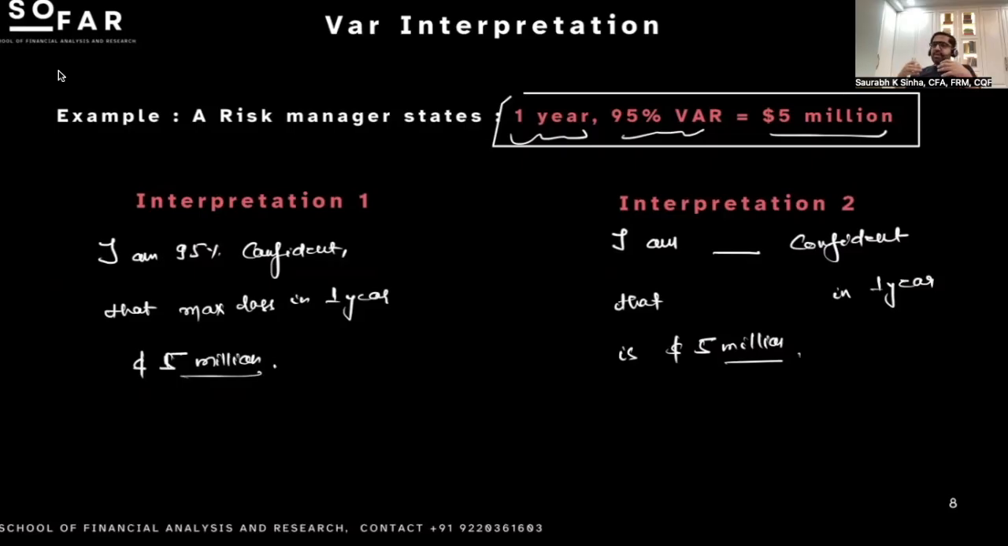If I'm 95% confident that the maximum loss in 1 year is $5 million, then what about the rest 5%? Can you think about the rest 5%? What would you be thinking in your head about the remaining 5%? Here I'm 95% confident that the maximum loss in 1 year is going to be $5 million, but there is a 5% chance that the losses may exceed $5 million. So if I'm thinking the losses may exceed $5 million, it means I'm assuming it is a minimum loss.